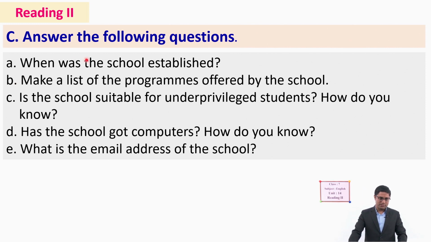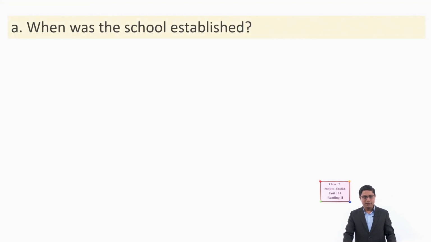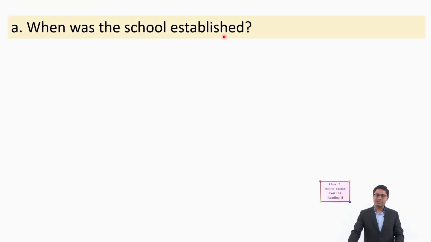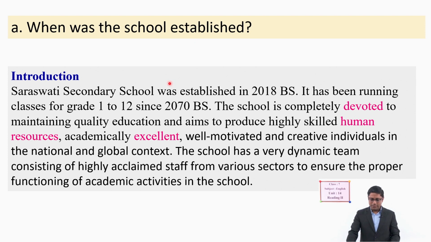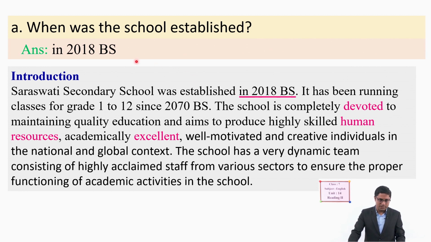Okay, answer the following questions. Here you have 5 questions, and we will do them together one by one. Okay? Let us do together. The first question, when was the school established? Can you say, where can you find the answer? Okay, you need to read the introduction section, and if you read the very first sentence here, you can find in 2018 BS. So, what is the answer? Yes, in 2018 BS. That means the school was established in 2018 BS.